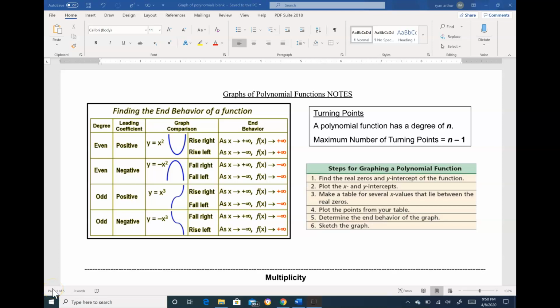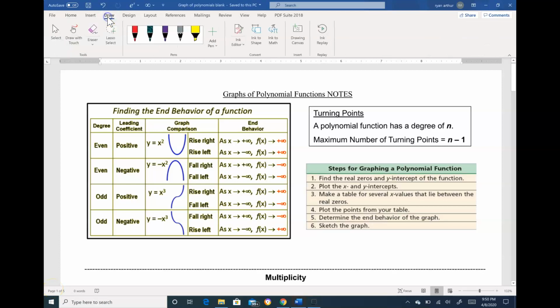Alright guys, today we're going to look at the graphs of polynomials. We're going to look at different characteristics about them, and then we're going to graph them, analyze them, and look at how to get your zeros from the graph also, okay? So the first thing we're going to talk about is your end behavior.